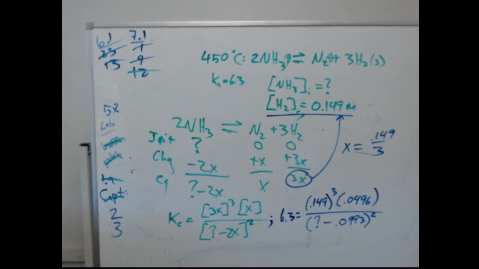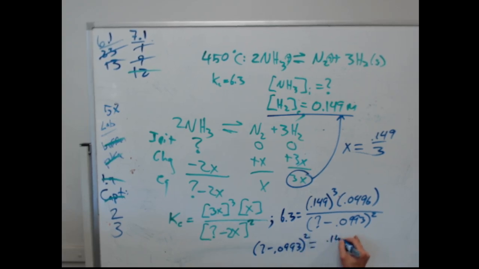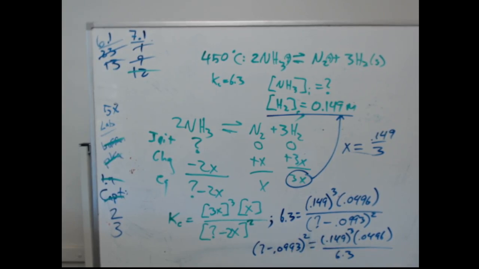So I'm just going to rearrange. I'm going to have question mark minus 0.0993 squared is equal to 0.149 cubed times 0.0496 divided by 6.3. Since these are all numbers, I can just take the square root of that number and I don't have to do a quadratic.